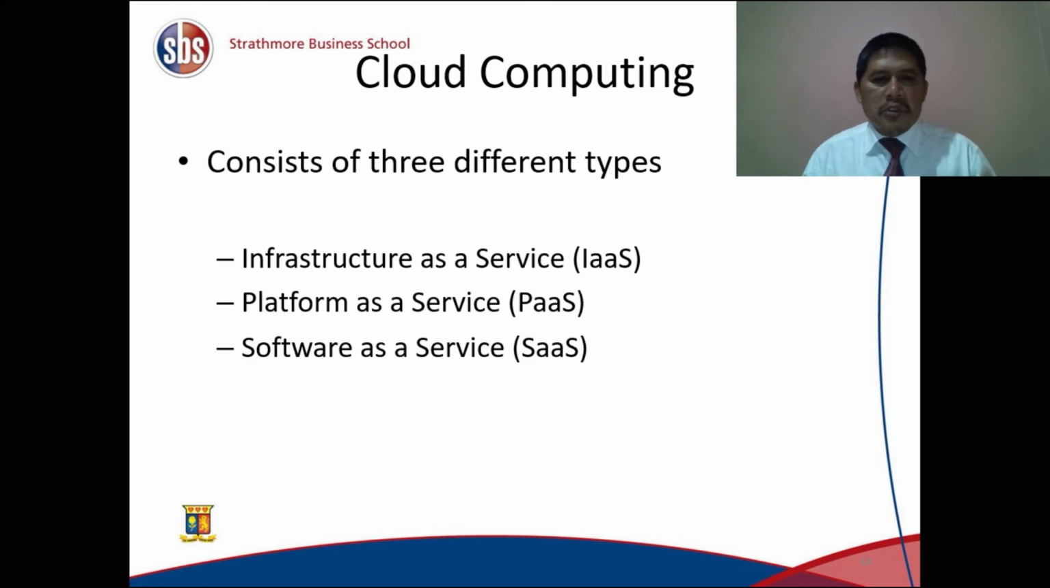It could consist of three different types. We are seeing now infrastructure as a service, platform as a service, and software as a service. Now, you can rent out this infrastructure, this platform, this software, and then pay only depending on your needs. So this is one way of reducing our costs in terms of capital expenditure. When you buy your own data server and many other infrastructures, those are capital expenditures, whereas cloud computing is more of operational expenditure.